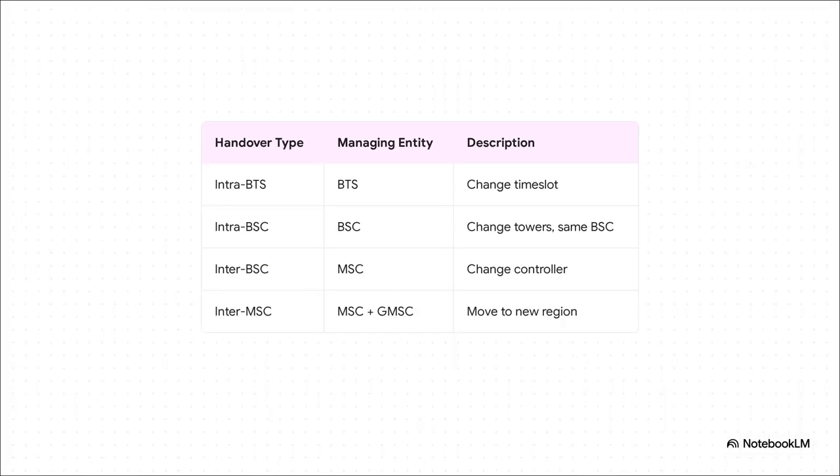Now, if you cross a boundary while you are actually on an active call, the network performs a handover. Notice how the network elegantly delegates this responsibility based on the scale of your movement. If you just switch time slots on the exact same tower, the local BTS handles it. Switch towers but stay under the same controller, the BSC manages that. But if you drive across the city to a new controller, the main MSC switchboard has to step in. The managing entity scales up depending on exactly how far you travel.